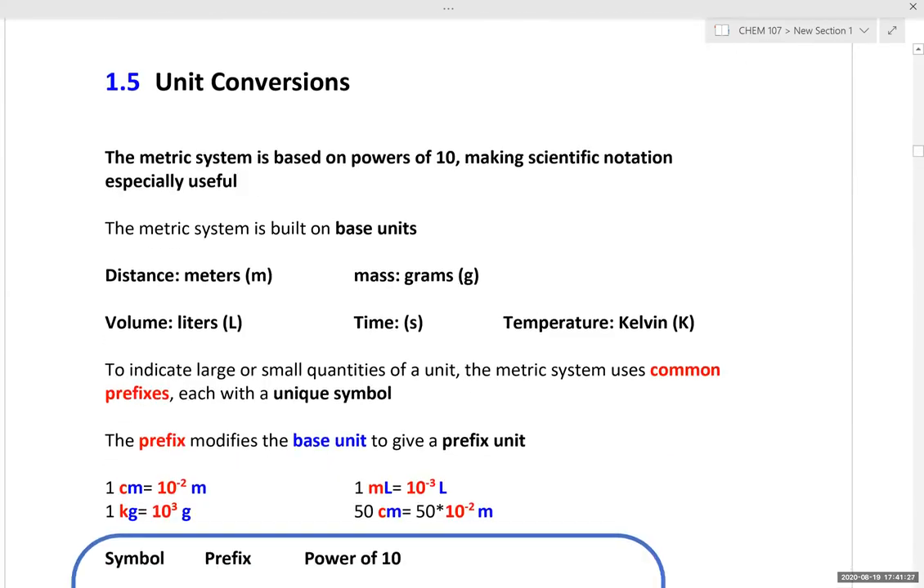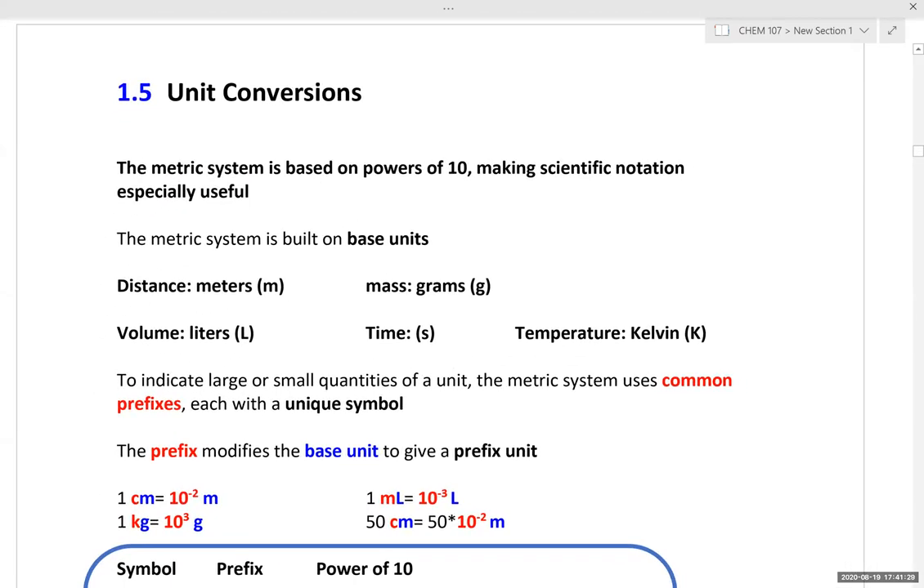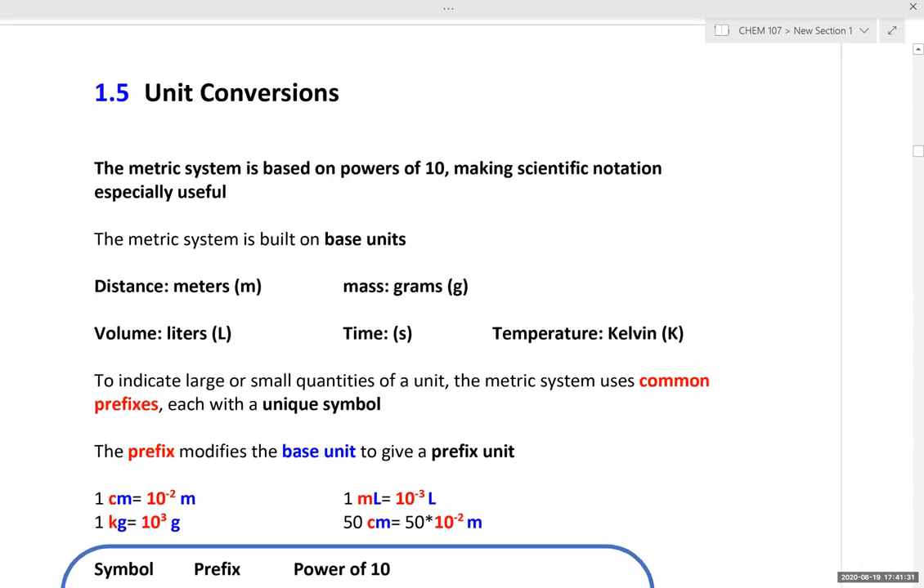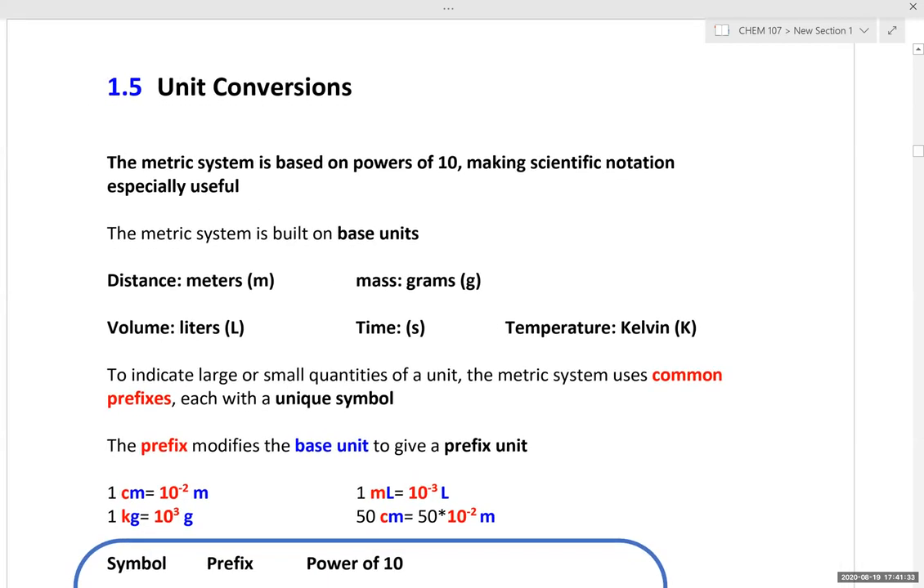So let's talk about unit conversions. Let's look at how we can equate different units of measurement. Now, the metric system is really wonderful because it's based on powers of 10, making scientific notation especially useful. The metric system is based on what are known as base units.